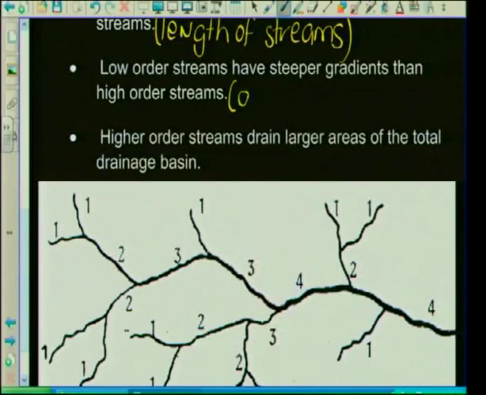Then we need to look at gradient. First order streams, because they are found up in the high mountainous areas, are going to have very steep gradients. Fourth order streams, found very low down, have a very gentle gradient. We are just going to call this the gradient rule: first order streams, steep gradient; fourth order streams, gentle gradients.